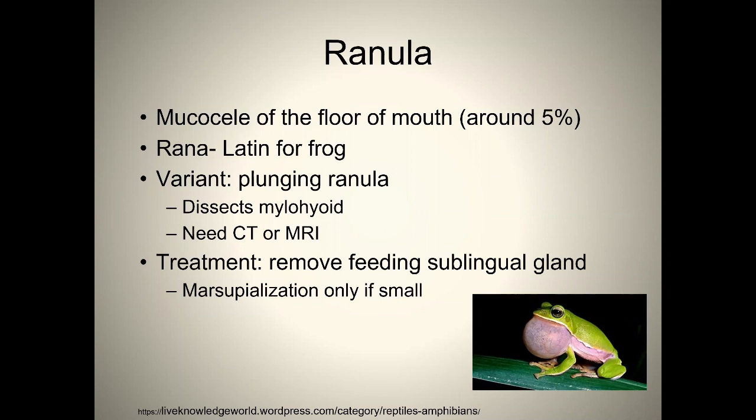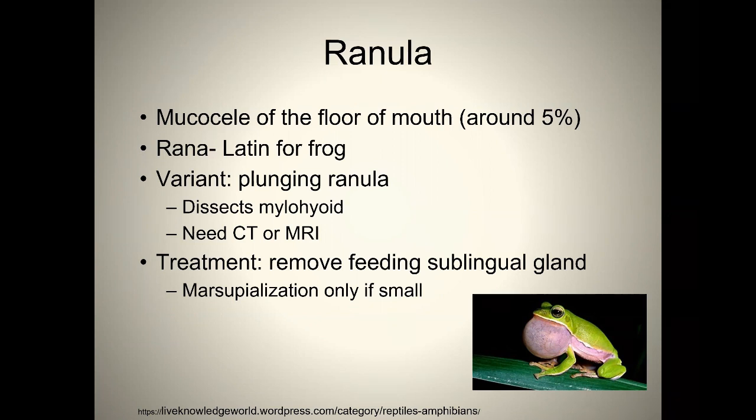A ranula is a mucocele of the floor of mouth. And these certainly aren't the most common type of mucocele. They only occur as about 5% of all mucoceles, but they certainly do happen. And the name ranula comes from the Latin word for frog, or rana. And that's because in the floor of the mouth, mucoceles look very much similar to a frog belly, which you can appreciate in this little picture down here, that swelling under the frog's throat looks similar to what you're going to see on the next slide.